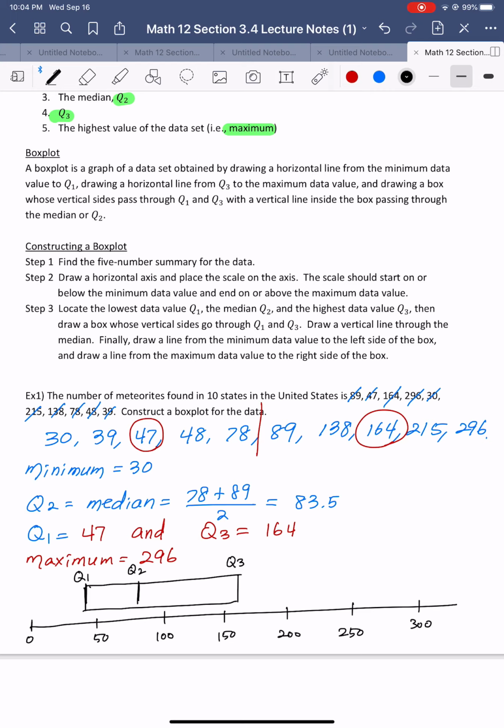Alright, once you've made a box, we need to put the minimum and maximum as points. The minimum is about 30, so about 30 here. And then you draw a line to touch Q1. And then find 296, very close to 300, alright? And then make the line touch Q3, the vertical side of the box. So that's a box plot.